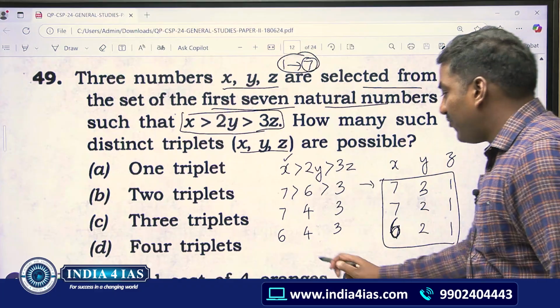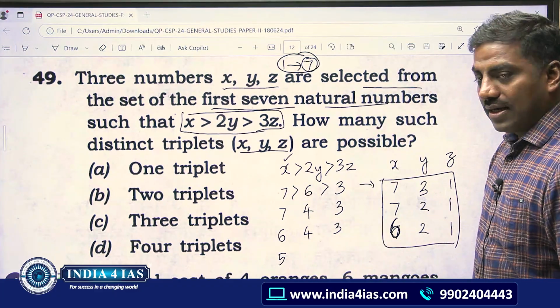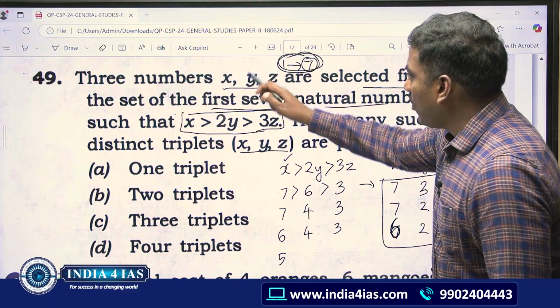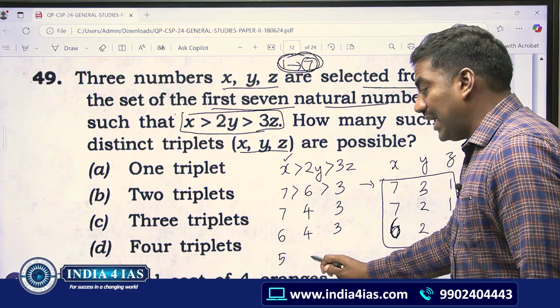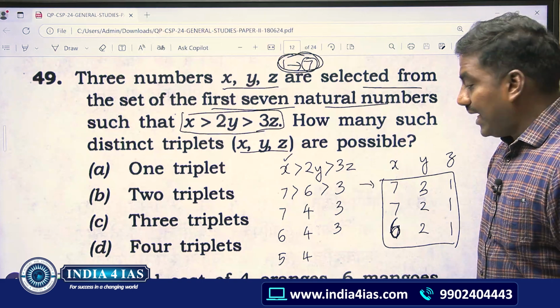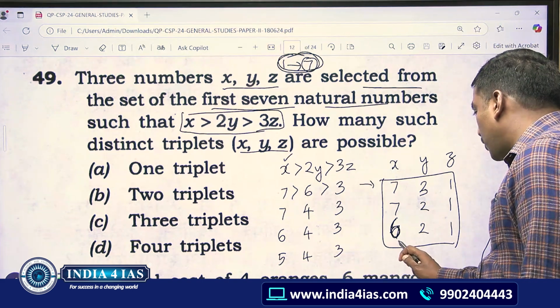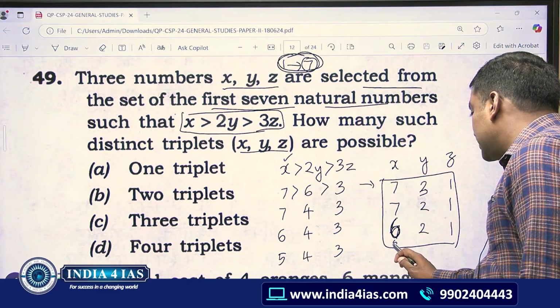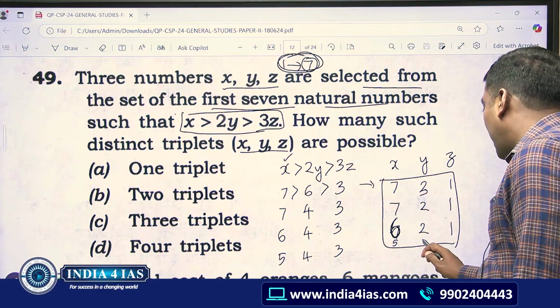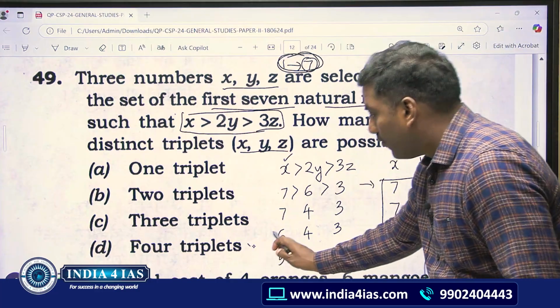But if I take x as 5, because x can take anything from 1 to 7, then in that case the maximum value that this can take is 4. Again, this is 3. So 5, 4, 3 is also possible. In that case, x is equal to 5, then y is equal to 2 and z is equal to 1. So there are totally 4 triplets.